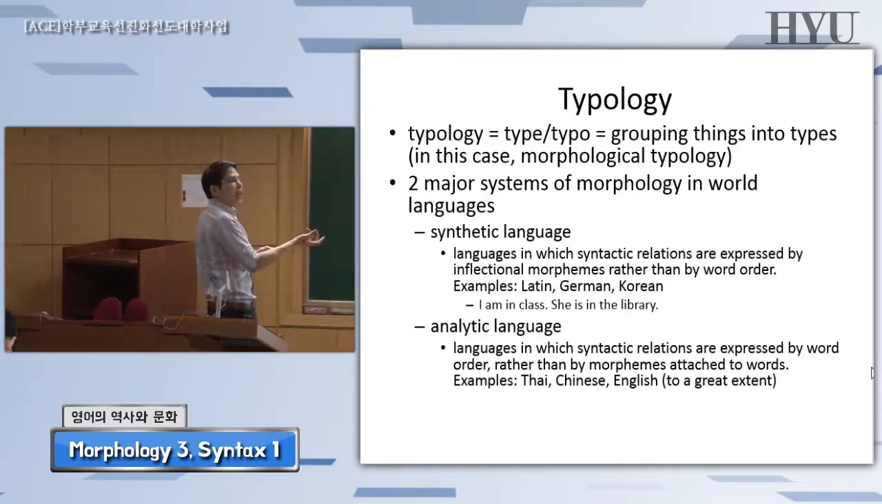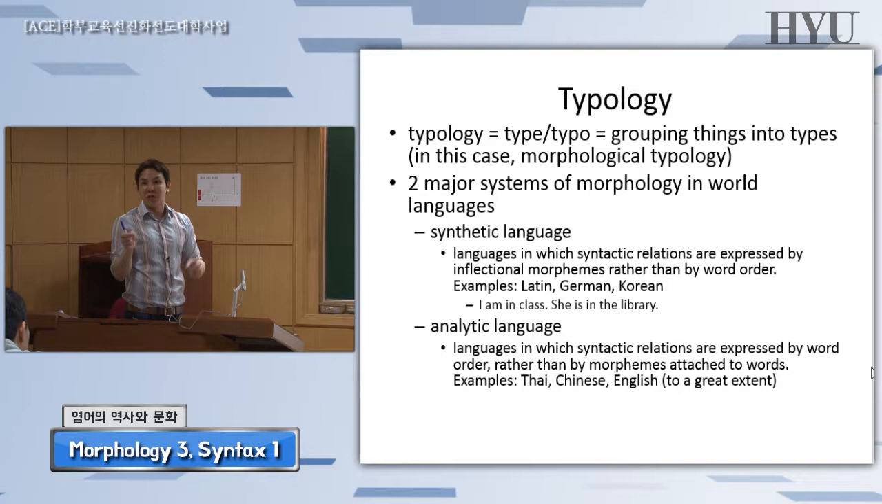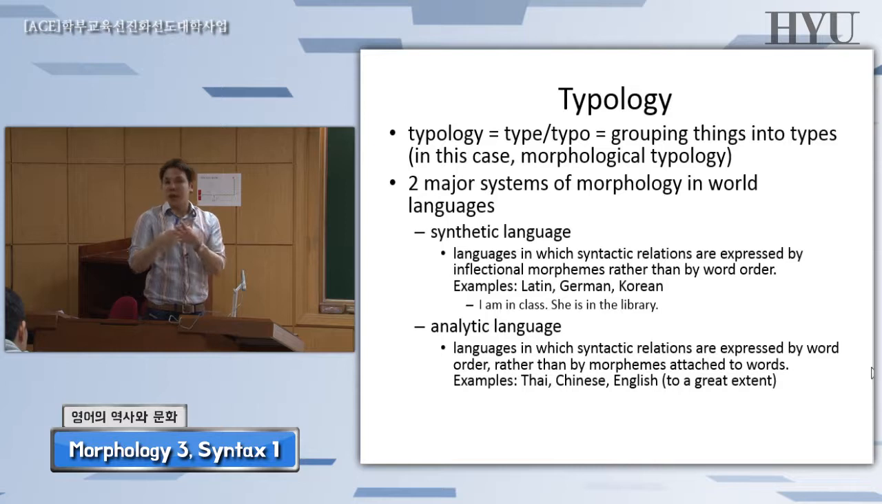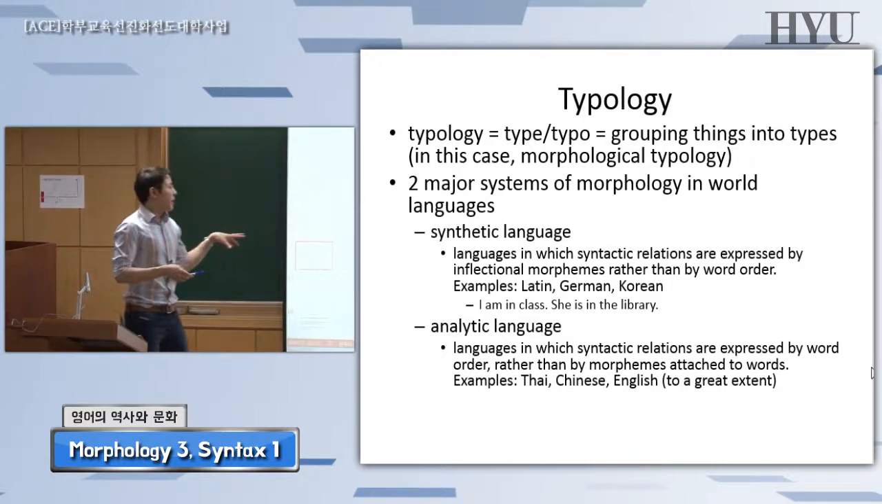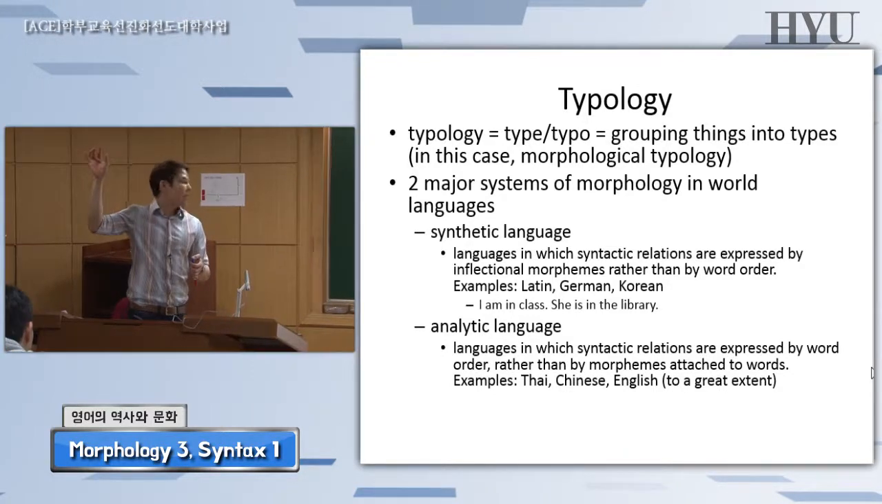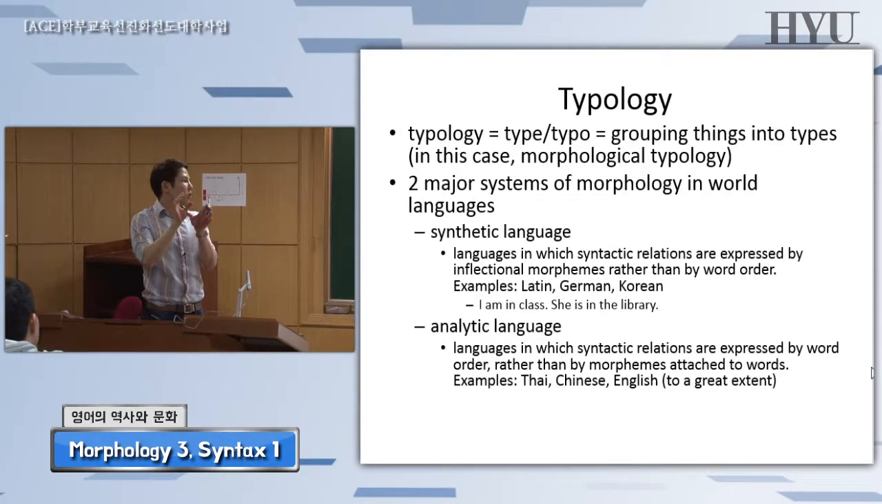In these languages, when you want to describe the relationships between content words and function words, you use inflectional morphemes. Remember, inflectional morphemes are morphemes that do grammatical functions, such as plural, tense, or comparison. In Korean, for example, you attach different morphemes at the end in order to indicate the relationship between things, and you don't use word order. I'll have examples later on.